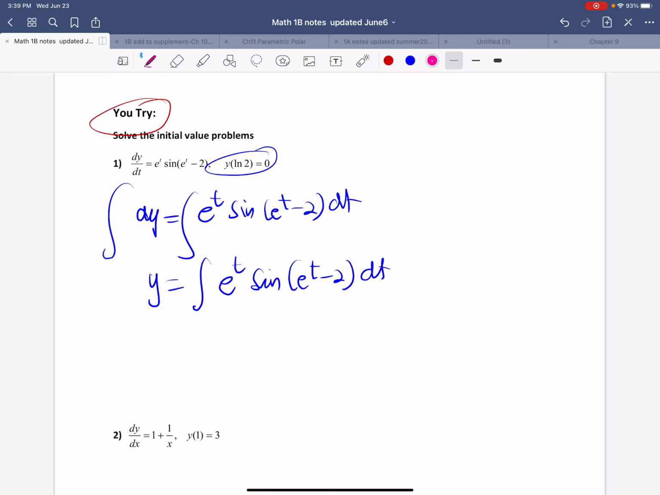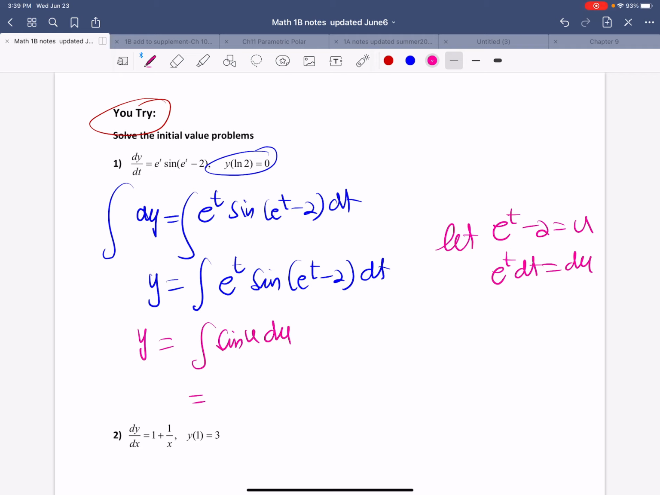I'm going to do the u substitution because I will let e to the power t minus 2 be u. e to the power t dt will be du. And this integral turns out to be the integral of sine of u du. What is the integral of sine of u? That would be negative cosine of u. And I'm going to replace u by what we called it in the beginning: negative cosine of e to the power t minus 2, plus c.